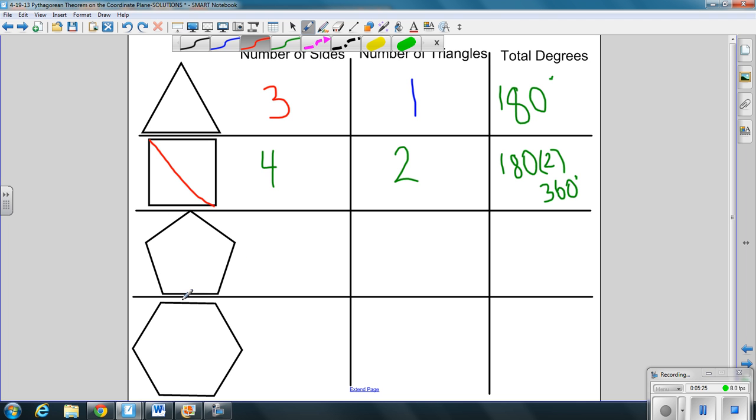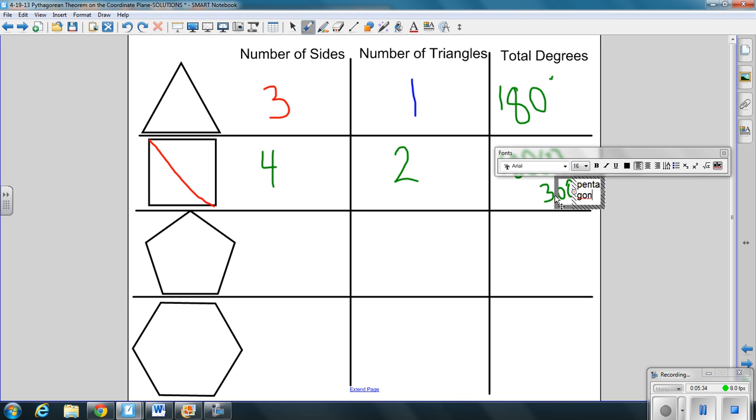What do we call a shape with 5 sides? I hope you're saying pentagon, P-E-N-T-A-G-O-N, pentagon. Right, let me just slide this over here for you.